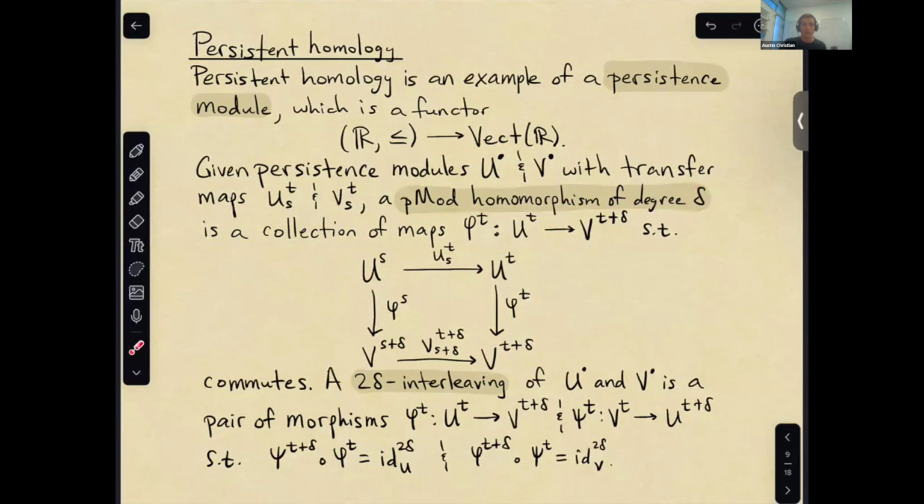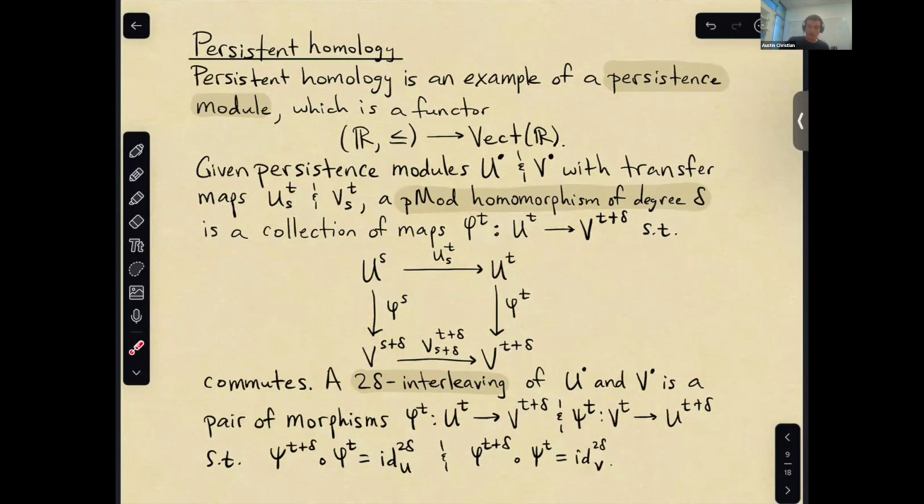Degree is a little bit overloaded here. Is this collection of maps, which is going to take us from the height t vector space in the U persistence module to the height t plus delta in the V persistence module, so that this diagram commutes. So you have a transfer map from U_S to U_T, and you have a transfer map from V_{S+delta} to V_{T+delta}, and we just want to say whatever this map is, maybe it's an inclusion, maybe it's a zero, that makes this diagram commute.